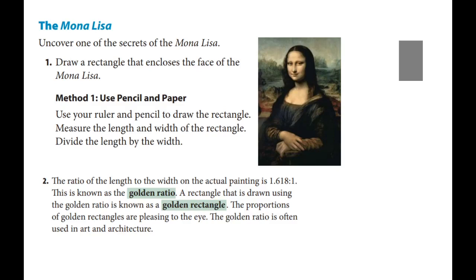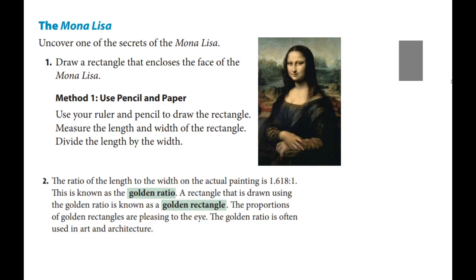So we're going to look at geometric shapes and figures and how they occur in everyday life and also in art. So here we have a picture of the Mona Lisa, a very famous painting. A lot of people believe that part of the beauty from this painting comes from the fact that the artist used the golden ratio.